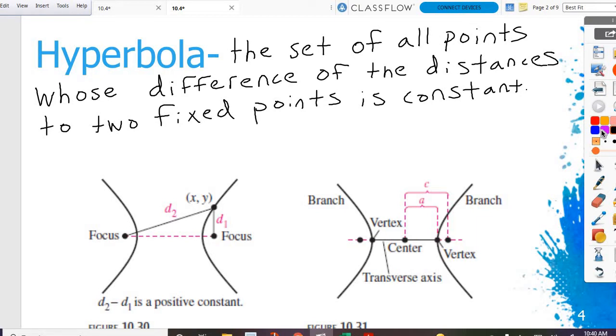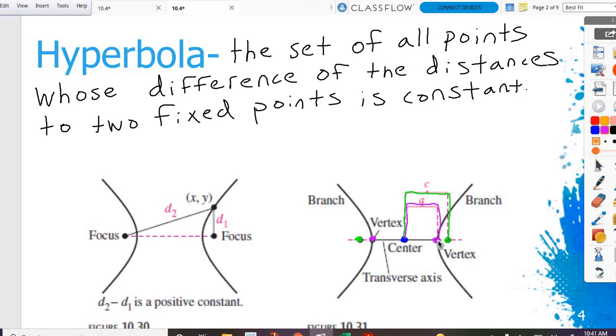So remember, just like before with our ellipse, we do have a center of the whole thing. We also have two vertices now this time. And we have two foci. So notice that C is still the distance from your center to your foci. And A is still going to be the distance from your center to each of your vertices.